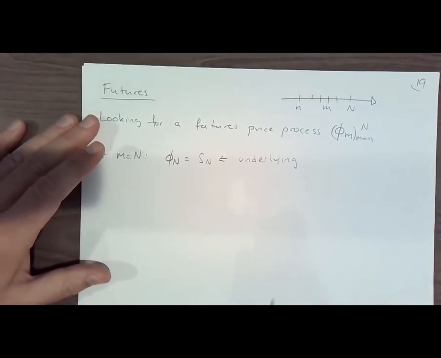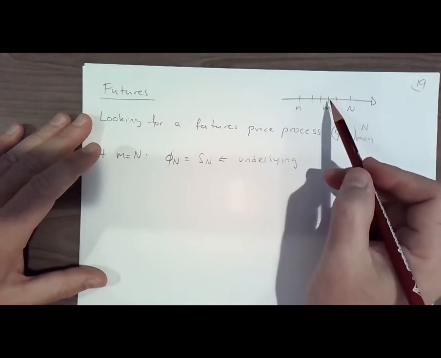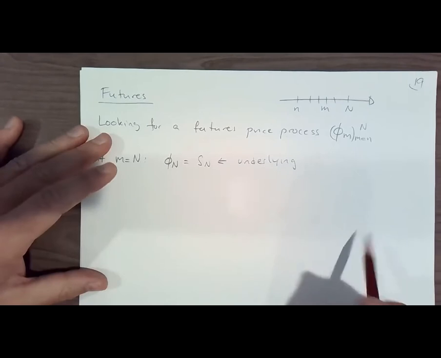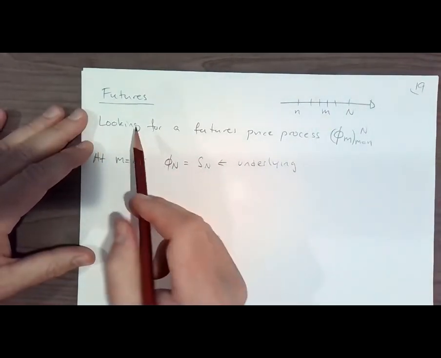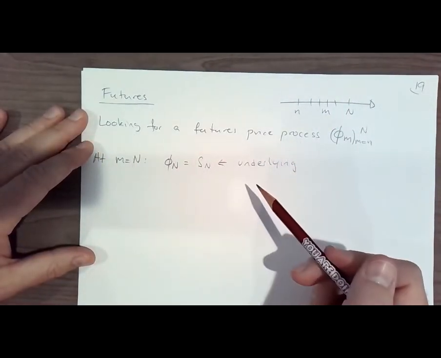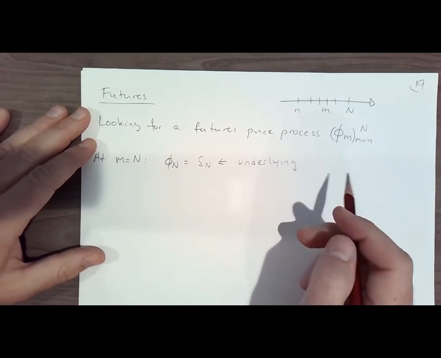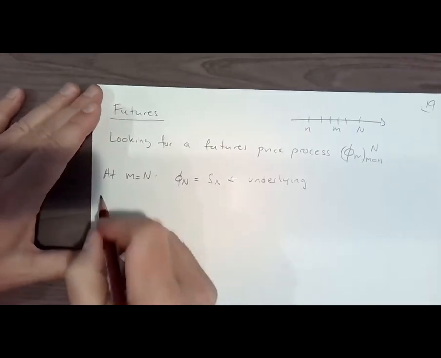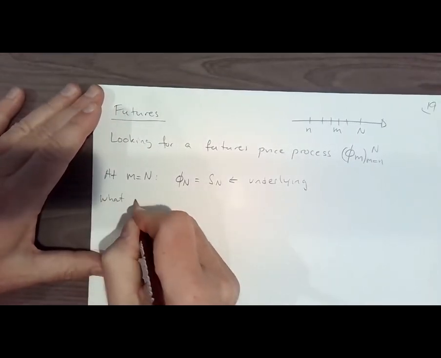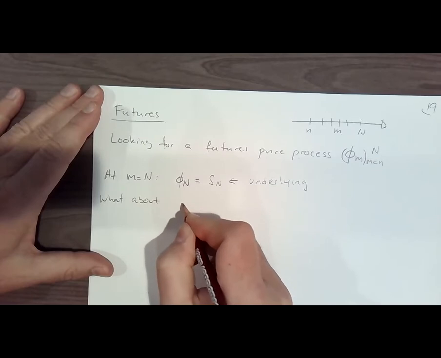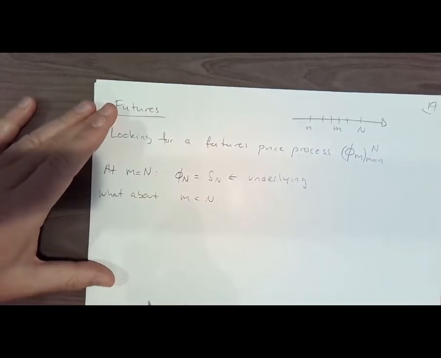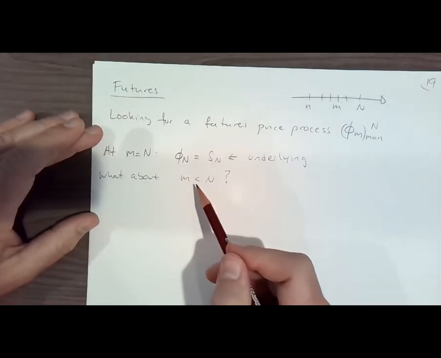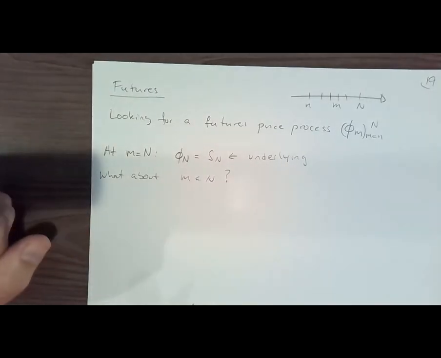So now, what about at earlier times? Well, at earlier times, there are going to be these marking payments depending on how the futures price has changed. Okay, so let me try to go through how one would do this. What about when m is less than capital N? What is phi then? In particular, what happens when m is equal to 0?